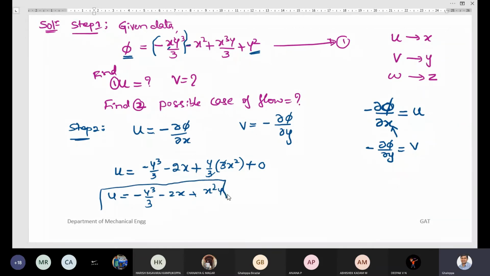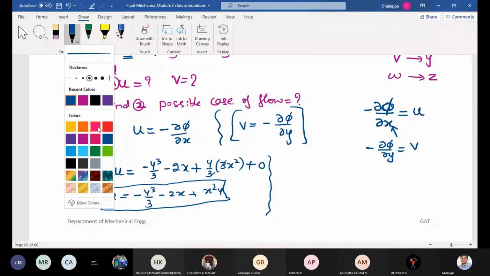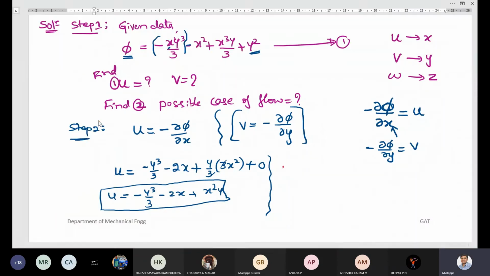This is the velocity component in x direction. Similarly, using this formula, you calculate the velocity component along y direction. So v is equal to minus, as it is. Here in the equation we should get minus, right? Here the entire equation I need to take minus because in the formula it is minus. This is the equation of phi, so the entire equation I have to take minus. This I will take outside.